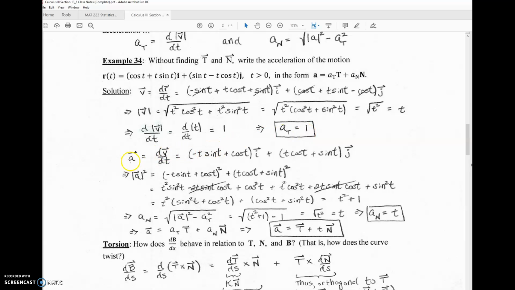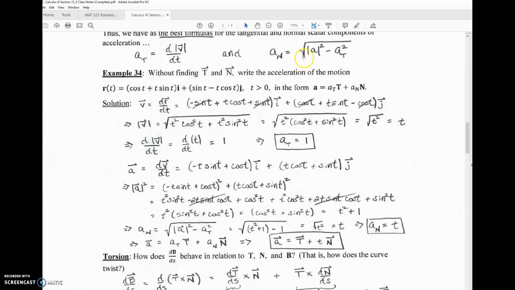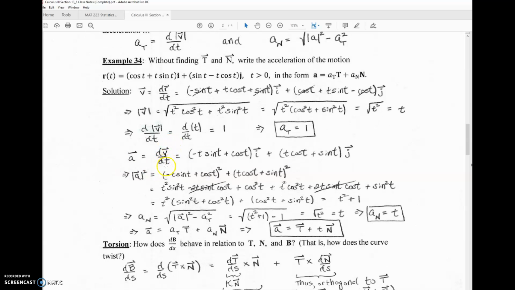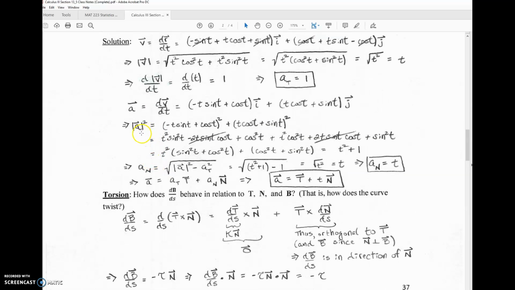Now I need to use this formula for the normal scalar component. I found velocity, now I need to find acceleration in terms of i and j. So I take the derivative of velocity with respect to t. That's the derivative of t cosine t, so again I use the product rule: t times minus sine t, plus cosine of t times 1. That's in the i direction. I need the product rule again for t sine t: t times cosine t, plus sine of t times 1. Then I take the length of that and square it. So I have to square this whole term, and then square this whole term.